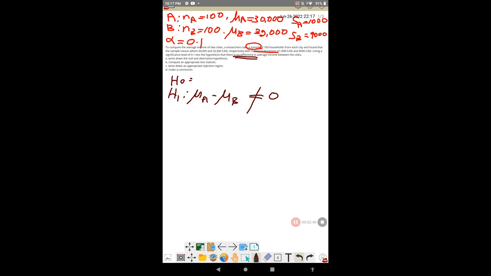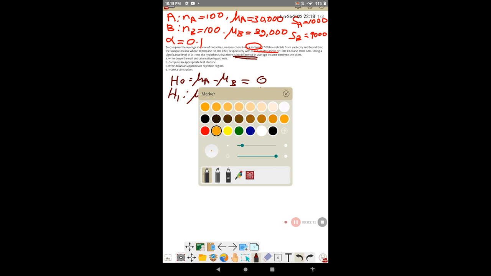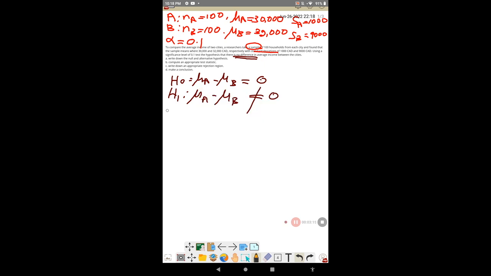So easily we can write the null hypothesis. It means that mu A minus mu B equals 0. So it is a small trick for this kind of hypothesis problem. And before that you have to define mu A and mu B, right? And part B, this is part A, this is part B.